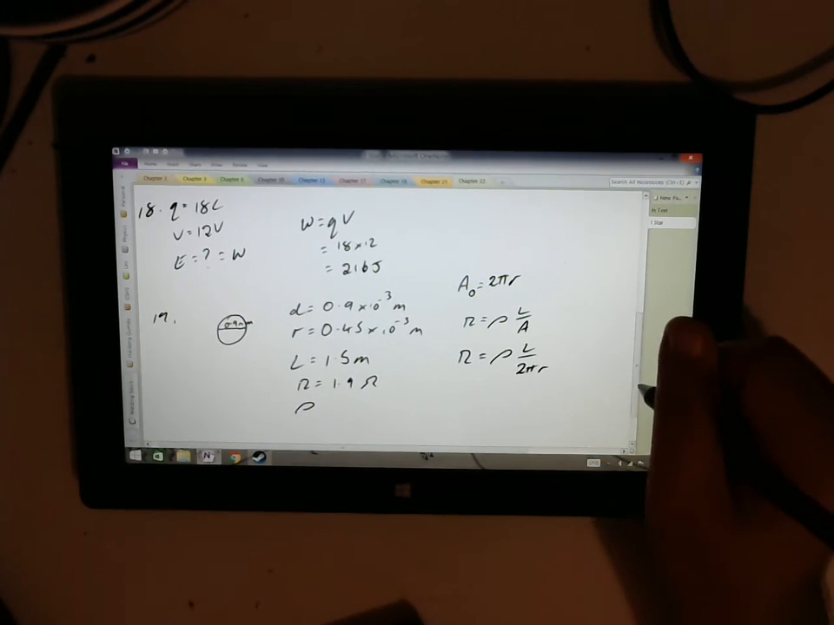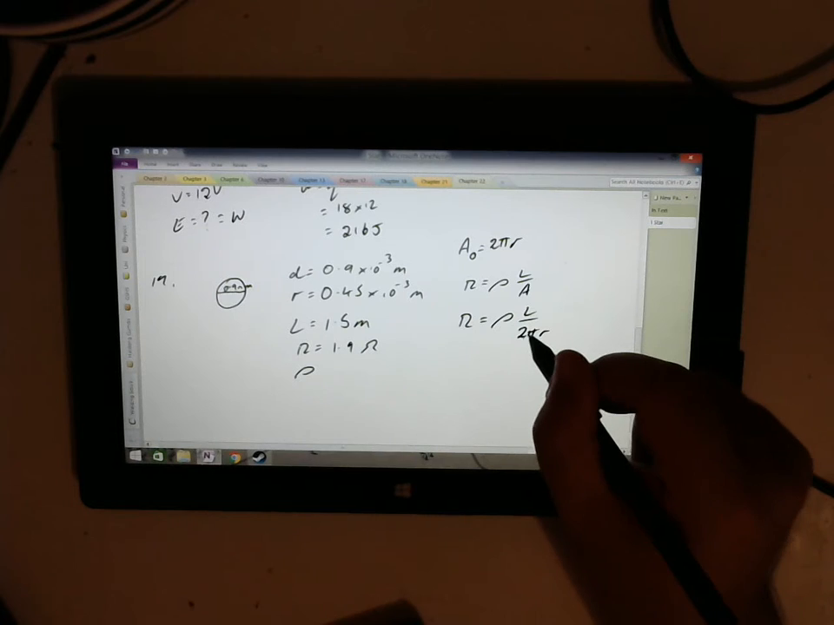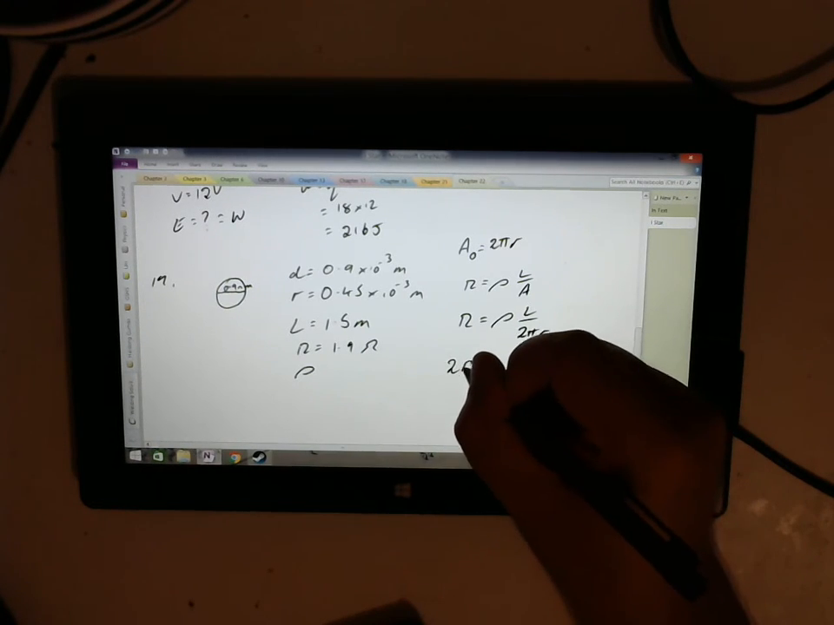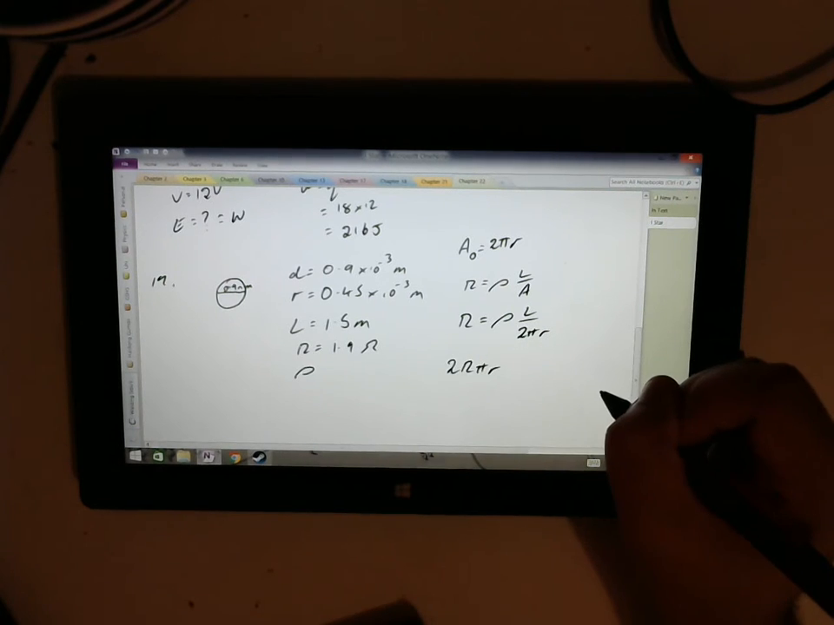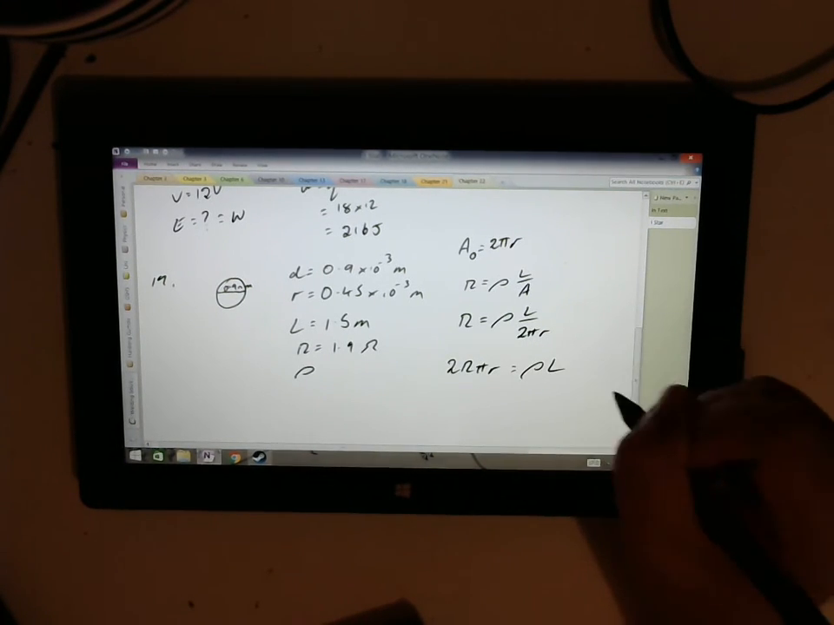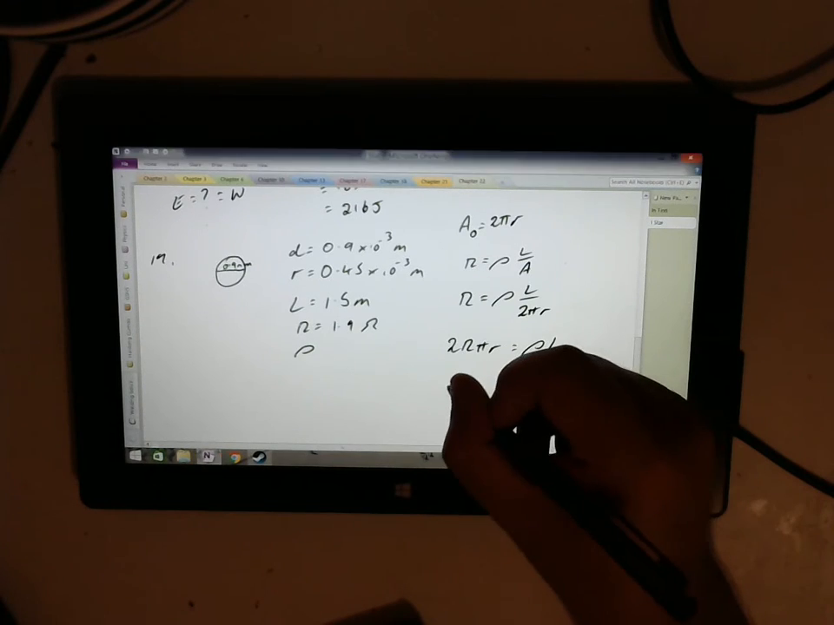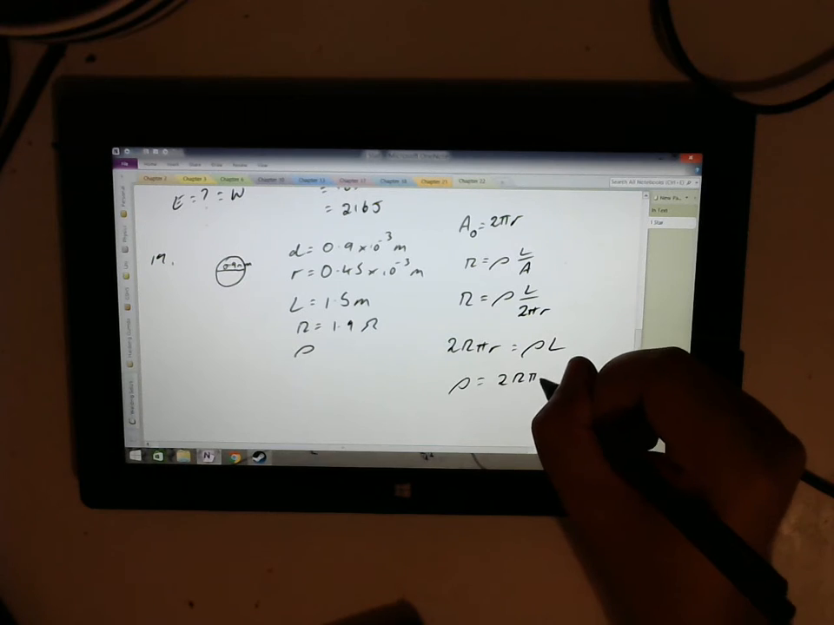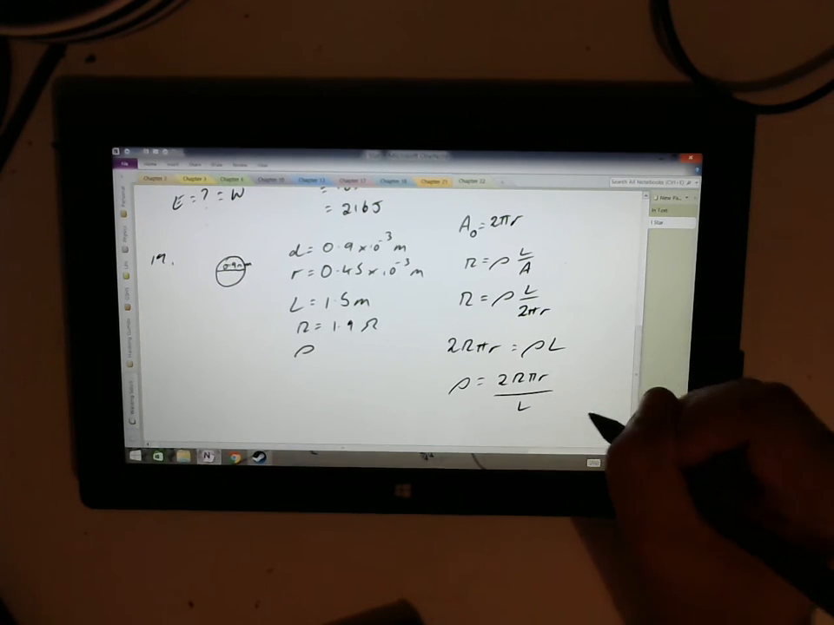Let's rearrange this. So I have a 2 pi r on the bottom. We're going to multiply that to the other side. So now I have 2 pi r R equals rho L. And let's divide that L to the other side. So rho is going to equal 2 pi r R divided by L.